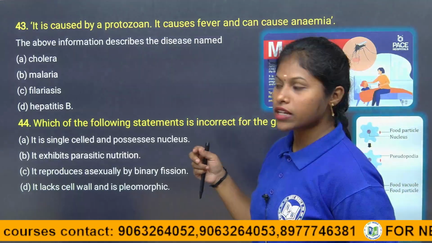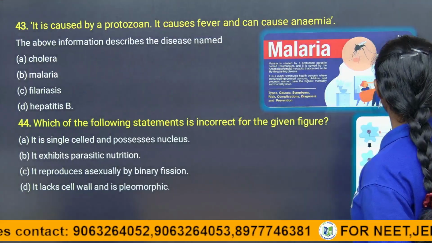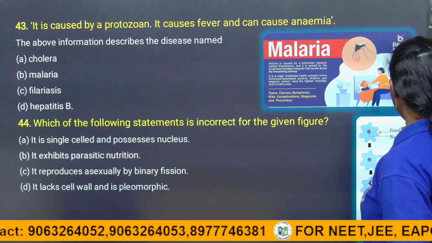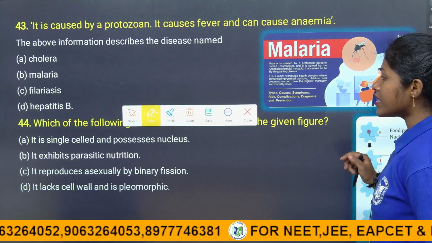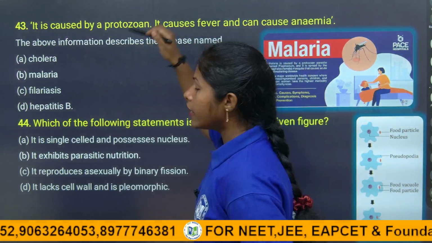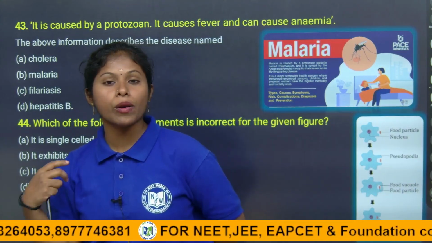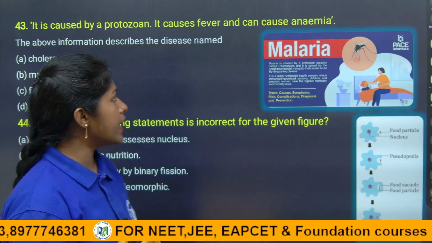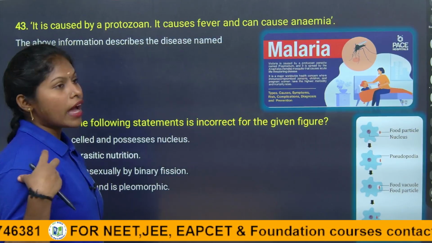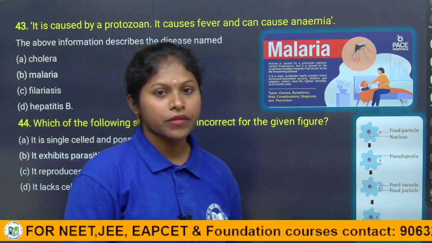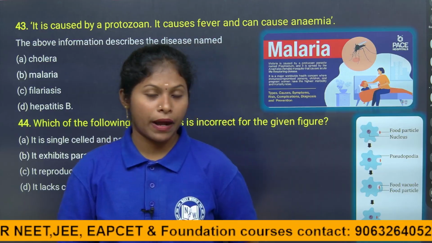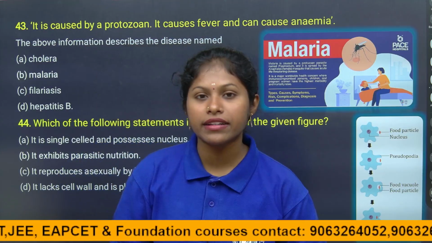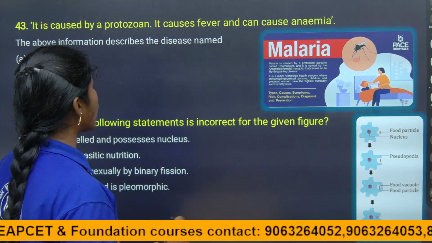What is anemia, children? Anemia is nothing but the reduction of the red blood cells. What is the function of the red blood cells, children? They transport oxygen to all parts of our body. If the red blood cells are not there, how does the oxygen transfer throughout the body? So it causes anemia, which means reduced red blood cell count. That we call anemia.